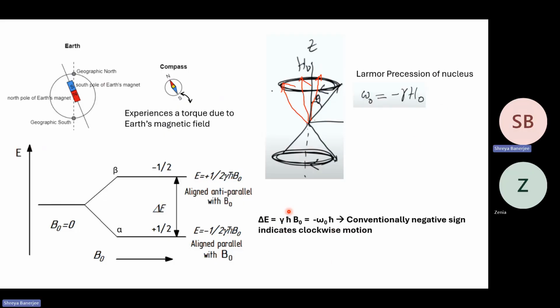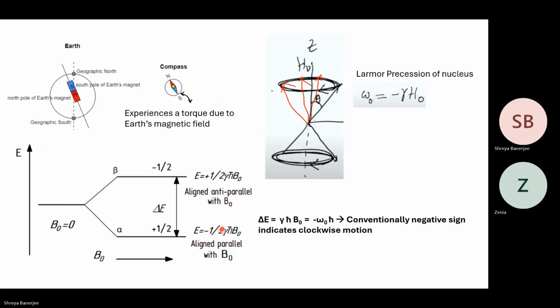So here the delta E is gamma h bar B0, and you can write B0 and H0 as basically the same, that is the applied field. You can write gamma B0 as minus omega naught. So delta E is minus omega naught h bar. That is how you can define this energy difference in terms of this Larmor frequency.